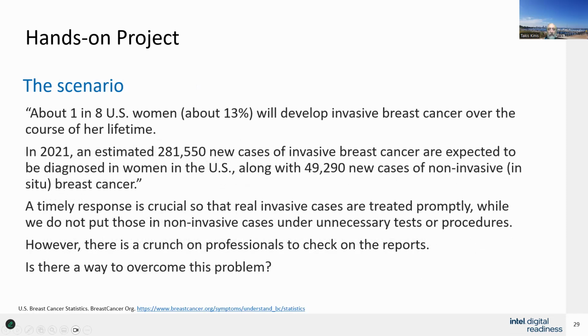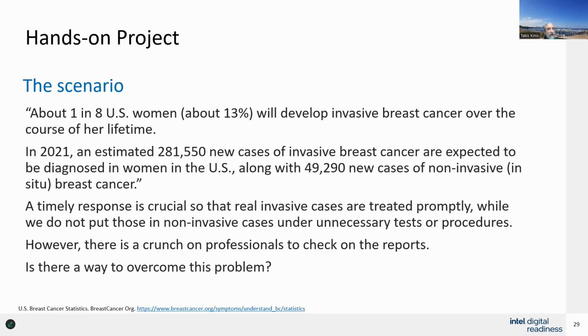So here's our first scenario. It says about 1 in 8 US women, about 13%, will develop invasive breast cancer over the course of their lifetime. In 2021, an estimated 281,000 cases are expected to be diagnosed in the US, along with 50,000 non-invasive. Timely response is crucial so that real invasive cases are treated promptly. While we do not put those non-invasive cases as necessary, okay, whatever. However, there's a crunch on professionals to check on the reports. Is there a way to overcome this problem?